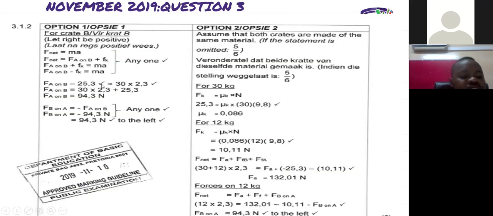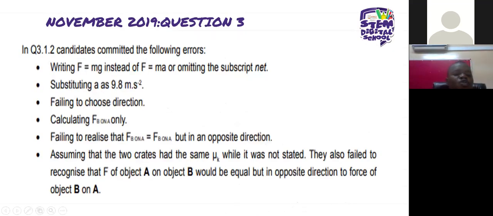Otherwise, if you just add them and this was positive, then you will get an incorrect answer because you did not do the vector sum of the forces acting on the object. You just did the sum. You must do the vector sum. And that part, vector sum, means direction must be taken into consideration.